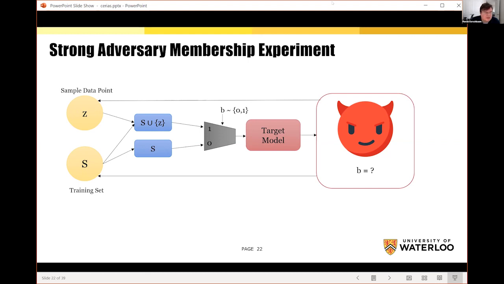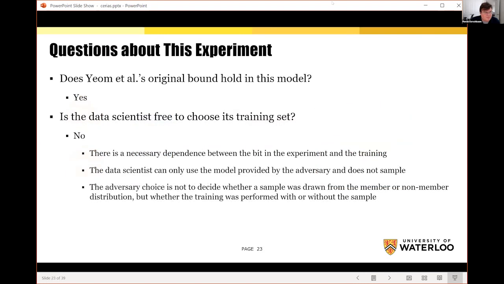And that target model is given to the adversary for membership inference. Again, we can ask ourselves a few questions about this experiment. Does Yeom et al.'s original bound hold in this model? And the answer is yes. This enforces the bound. You can make the proof of the bound in this model. We still need to keep in mind that an actual membership inference attack breaks the bound. So we have to ask ourselves, why is that the case?